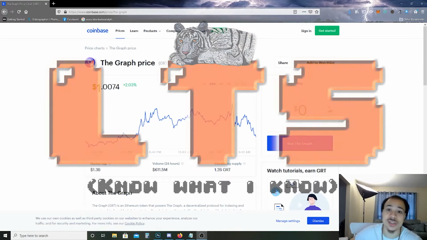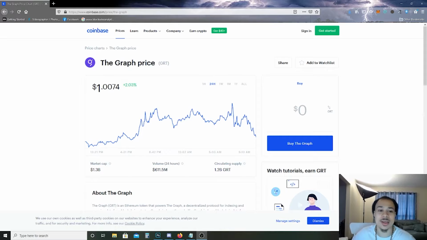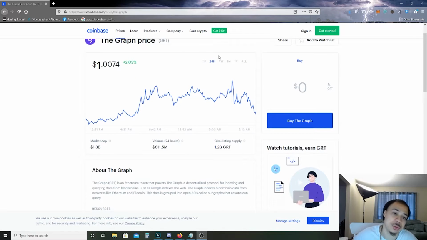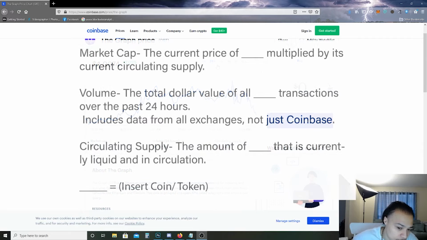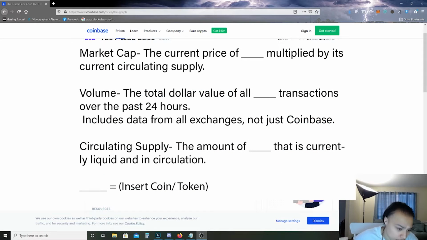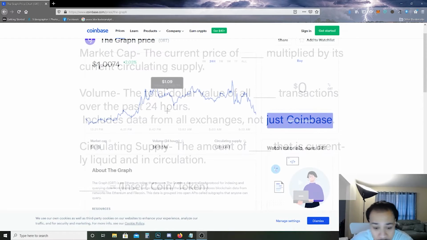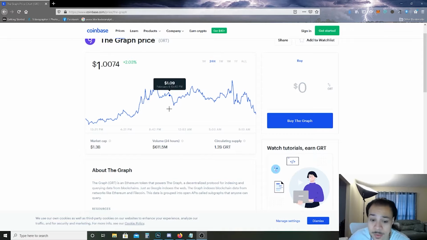Today, this is Louis the Savant, and today we're looking at the Graph token, also known by the ticker name GRT. I'm going to throw up the vocab for the market cap, volume, and circulating supply. The current market cap is at 1.3 billion. The volume is at 611.5 million, and the current circulating supply of GRT is 1.2 billion.